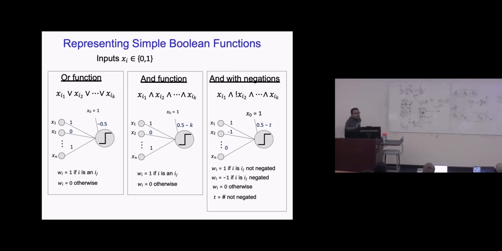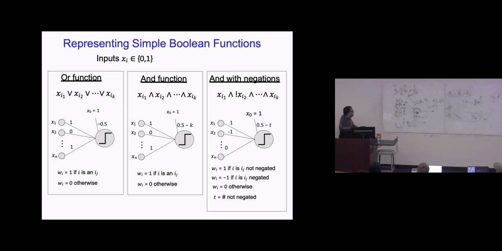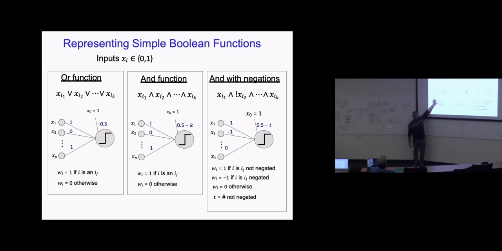Question. So the whole point is you can show that any Boolean function, if it's an OR or an AND, or an AND with some negation, you can approximate that with a neural network. Is that clear? With this kind of network, you can simulate OR. With this kind of network, you can simulate AND. And with this kind of network, you can simulate AND with negations.